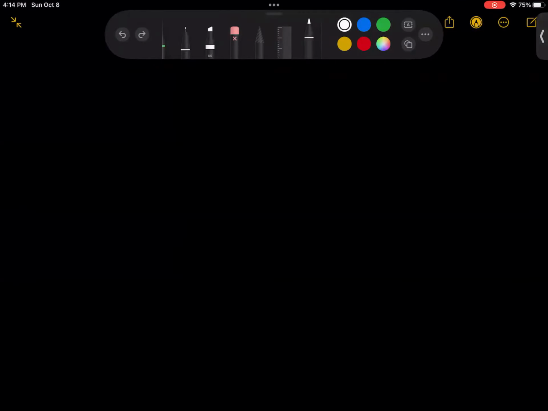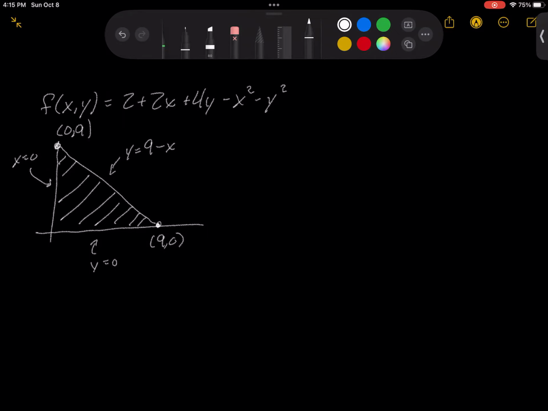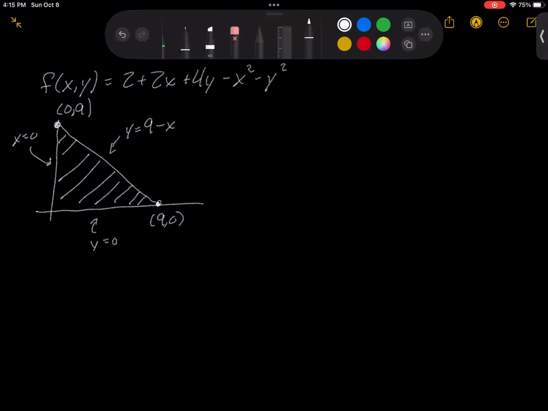So let's copy down what we know. The function that we wish to minimize and maximize: 2 plus 2x plus 4y minus x squared minus y squared. And we're concerned with this function on this triangular domain, where this is the line y is equal to 0, this is the line x is equal to 0, and that is the line y is equal to 9 minus x, meaning that this point right here is (9, 0), and this point right here is (0, 9). Okay, so let's look at interior points first.